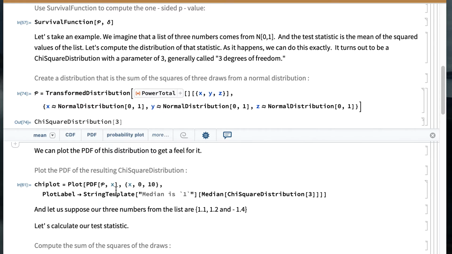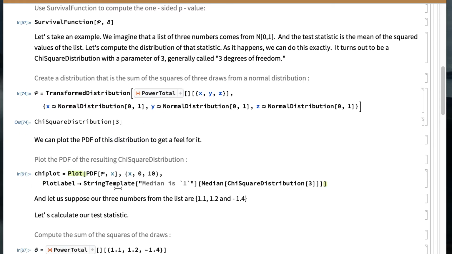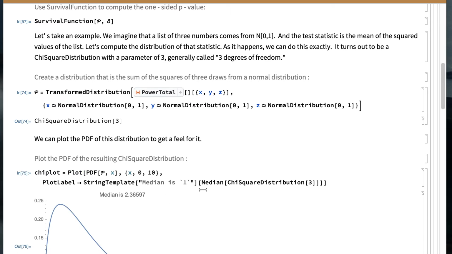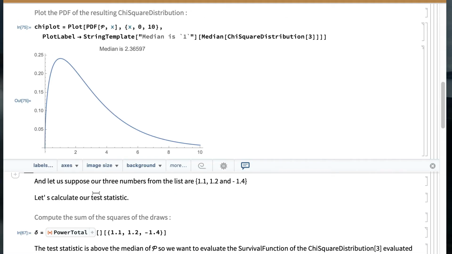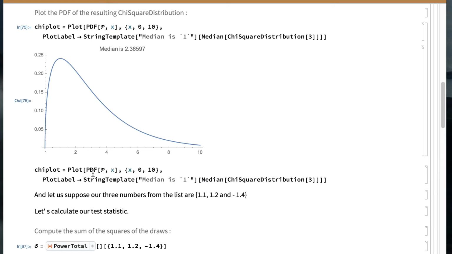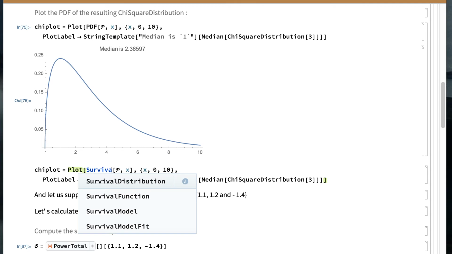We can take a look at what this distribution looks like. Let's plot out the PDF of it. We could also plot out the survival function of it. Let's just change this code here.